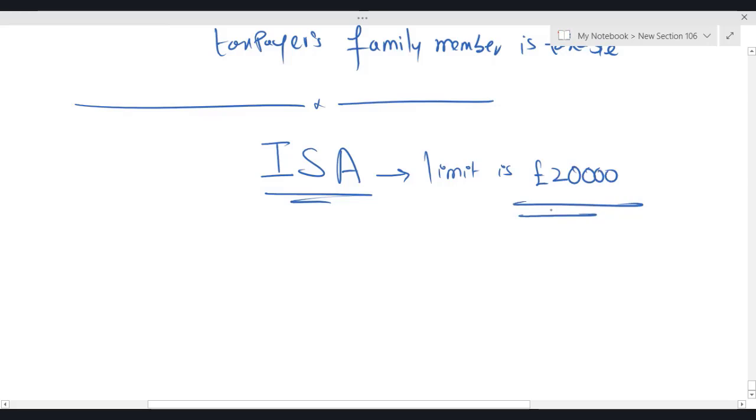Now, what do we mean by £20,000? If someone has deposited £20,000 or less in an ISA, whatever interest income is coming is exempt. It is not compulsory that you keep the entire £20,000 in the individual savings account in the form of cash. In fact, the ISA limit can be utilized like this. Some of the limit can be utilized in the form of cash. Let's say you have deposited some cash in an ISA and some shares.